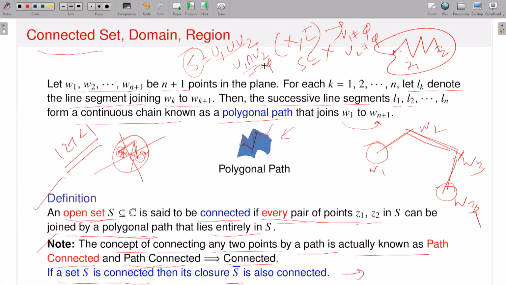But there is an equivalent criterion about path connected and connected. I am not discussing that, but for the timing, my definition of connectedness is that a set is called connected if I take any 2 points and join them by a polygonal path, that polygonal path should lie fully inside that set. And this exercise you should do: if a set is connected, then the closure of the set is also connected, the way I have given the definitions.